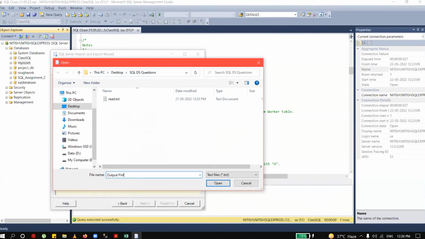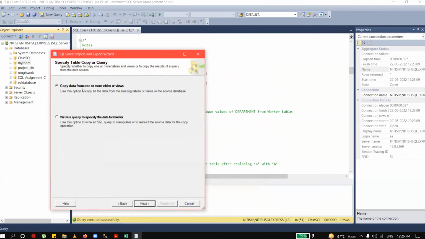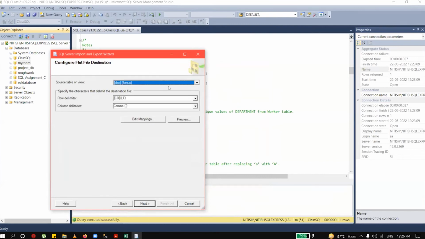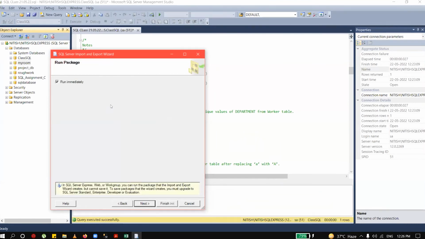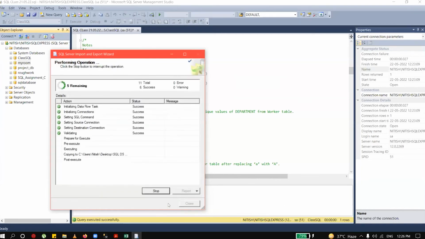I cannot have flat file source directly because I have 3 tables over here. So you can see output txt, and over here on the right side, copy data from one or more tables, or write a query for a specific data transfer. You can write that also. So I'm looking forward to which one of them. Is it bonus, title, worker? So all the tables which you have done. So just want worker and comma delimited. Next, run immediately and finish. Finish. And you can see it's being done.